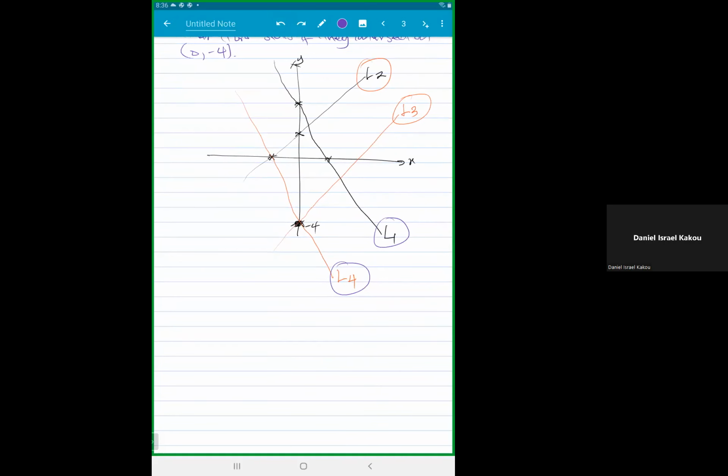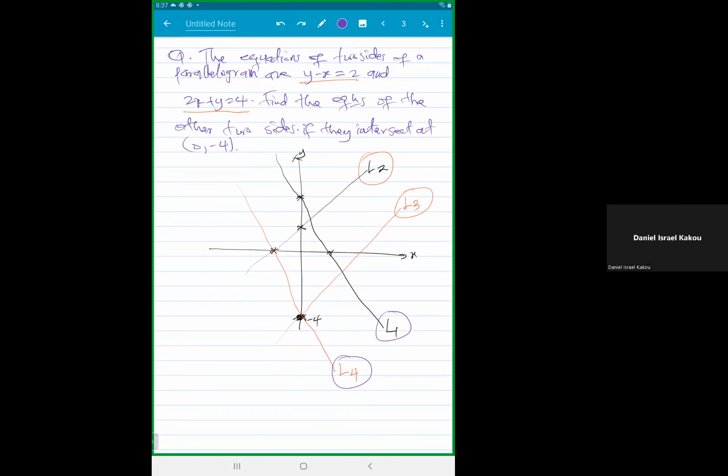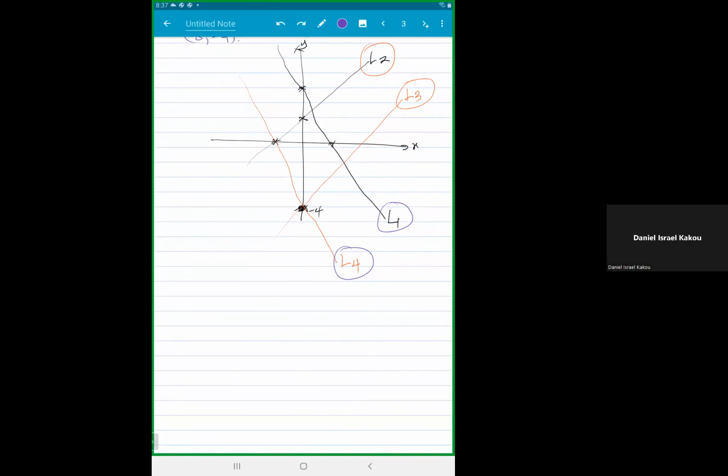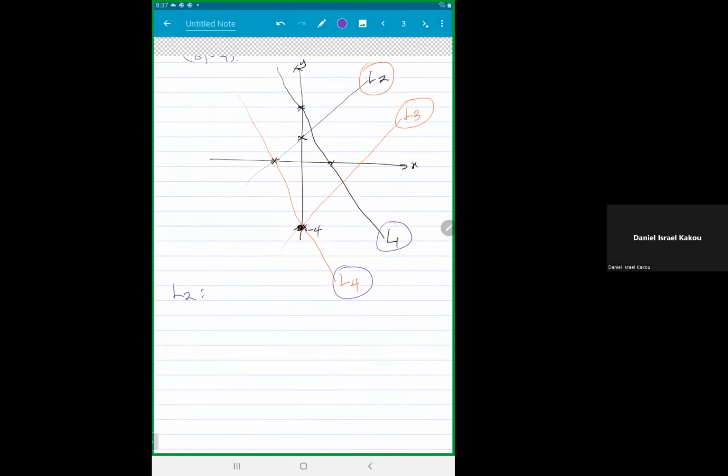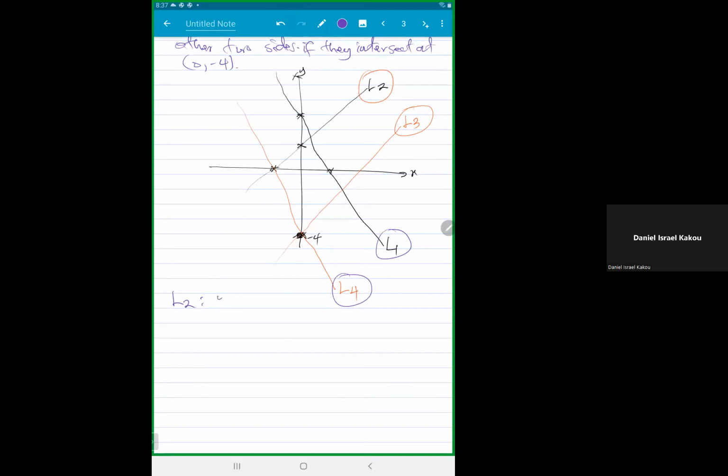So the line L1 was, that was the first line I drew, right? Okay, that was L2. So L2 was y minus x equal to 2. If I want to know the gradient of L2, I just make y the subject. That will be x plus 2. So basically, the gradient of L2 is equal to 1.